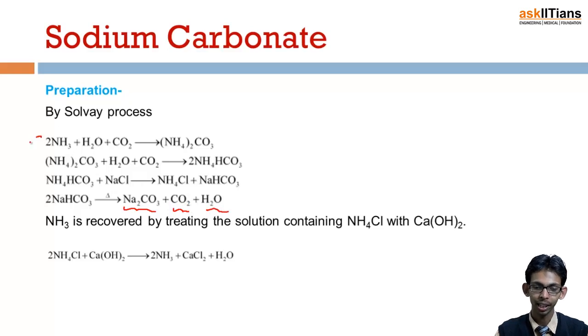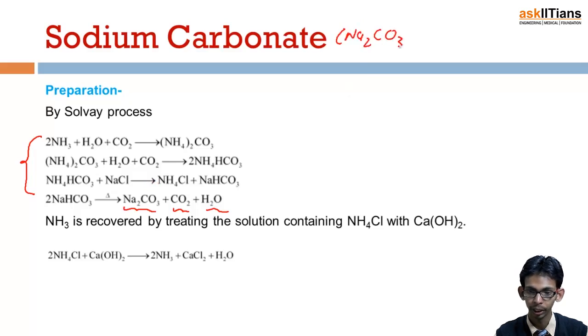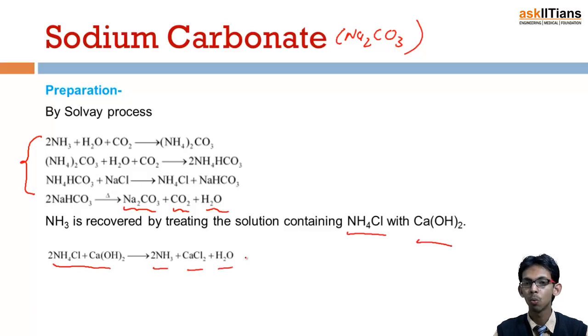So these are the reactions involved in the Solvay process, which is used for preparation of sodium carbonate, also known as washing soda. The formula is Na2CO3. And then ammonia is recovered by treating the solution containing ammonium chloride with calcium hydroxide. When treated with calcium hydroxide, we get ammonia, calcium chloride and water.